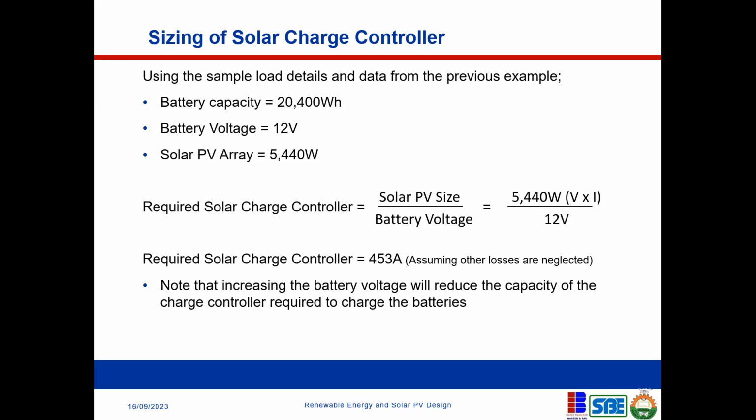226.66. Correct. So if you increase the voltage of your system, let me also make this clear: it is your system voltage. If you have 12-volt batteries connected in series to give you 24, that simply means your system is 24 volts, not 12 volts. So you need to put that here, which is 24 volts. If you increase the voltage of your system, you reduce the capacity of your charge controller.